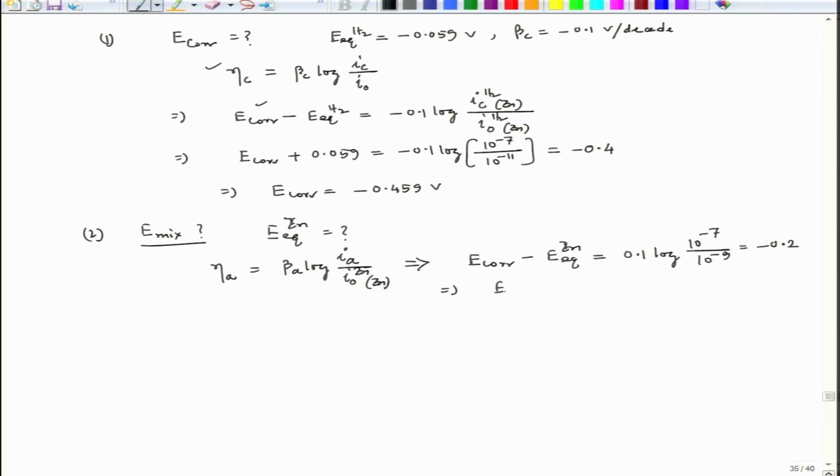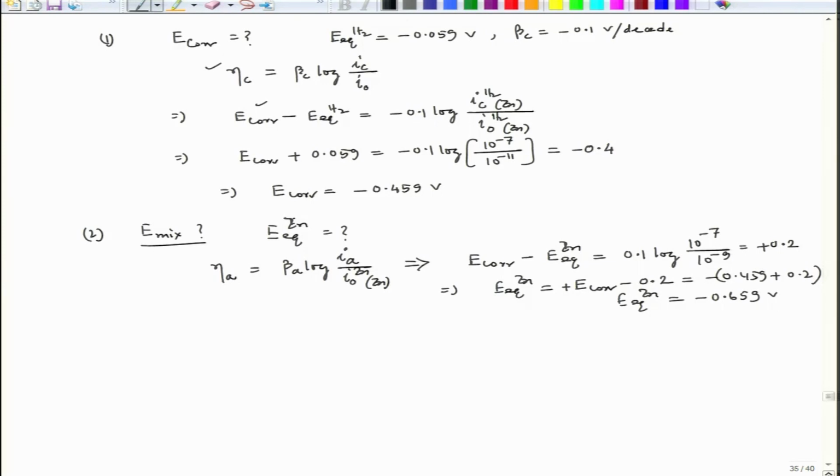So, then E equilibrium zinc equals E corr minus 0.2. Sorry, this should be plus. So, this becomes minus 0.459 plus 0.2 equals minus 0.659 volt.